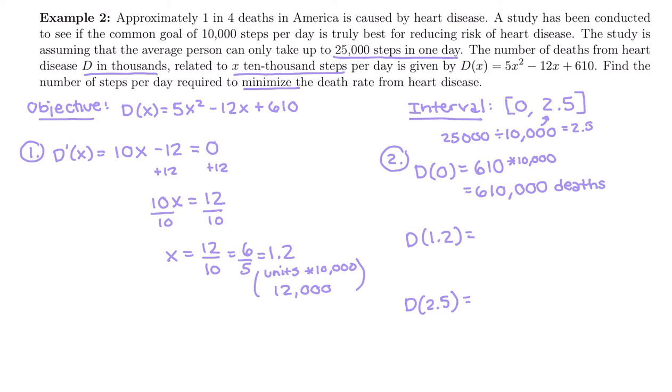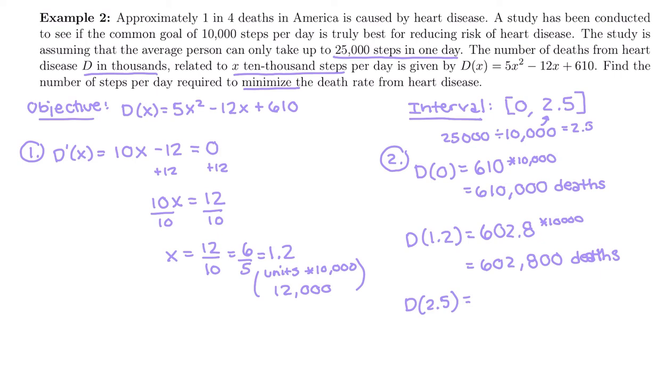If we compare to plugging in 1.2 into this original function, 5 times 1.2 squared minus 12 times 1.2 plus 610, we're going to get 602.8. We need to multiply that by our units. And so that really stands for 602,800 deaths. So between taking 0 steps and 12,000 steps, it's better to take 12,000 because the death rate went down for that.